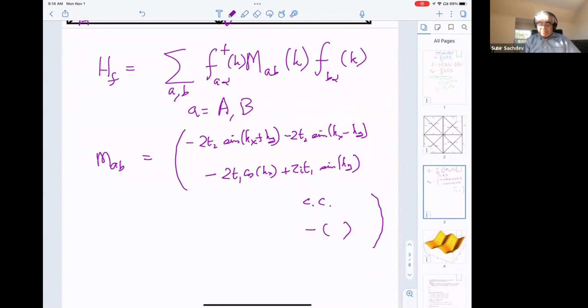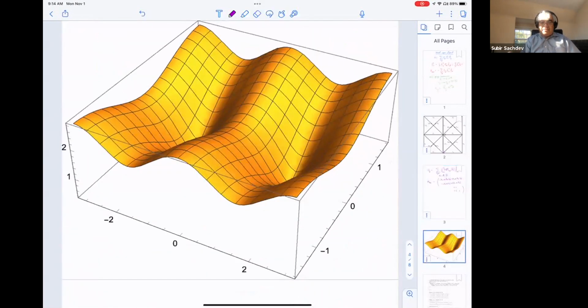And when you diagonalize it, you get two bands, and here's the band structure. Here's the upper band. Let's see, hopefully you're seeing what I'm seeing. Yeah, so here's the upper band. And then there's a lower band, which is just the mirror image of it. And the chemical potential is in between. So there's a gap at zero energy, and the chemical potential is exactly at zero.